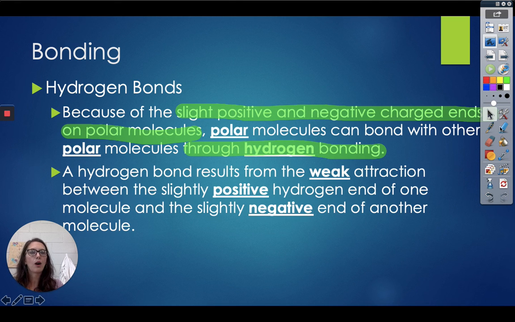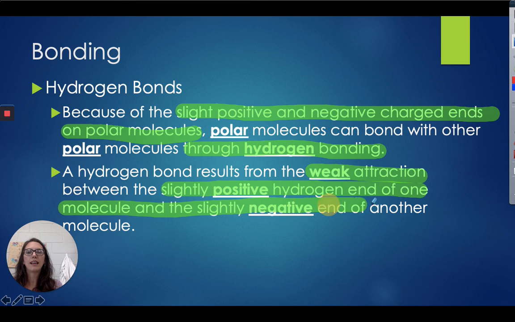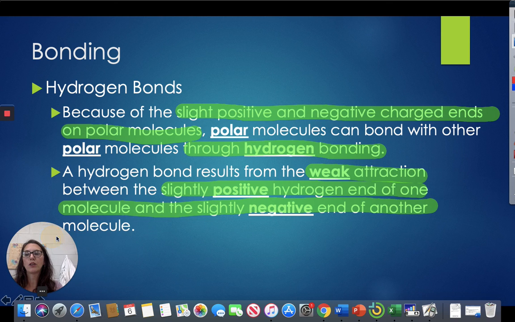Okay, so the bond that's formed here is going to be a real weak attraction. So it's going to be the weakest. The ionic bond is extremely strong. And covalent bonds are strong, but ionic is the strongest, then covalent, and then hydrogen. Okay, and the slightly positive hydrogen end of one molecule and the slightly negative end of another molecule are going to be attracted to each other, and that's where that hydrogen bond forms.